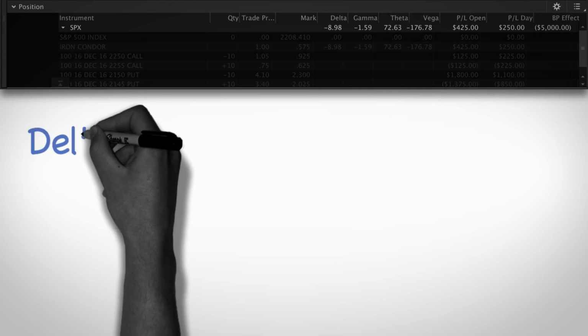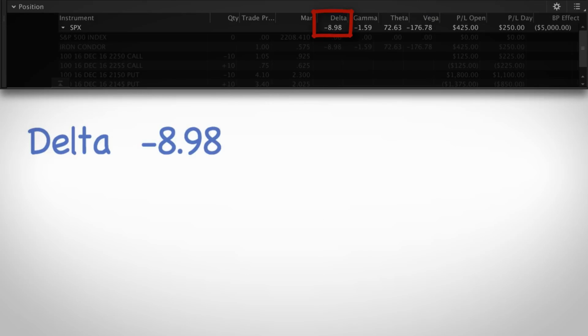See, the delta on this position is negative 8.98.